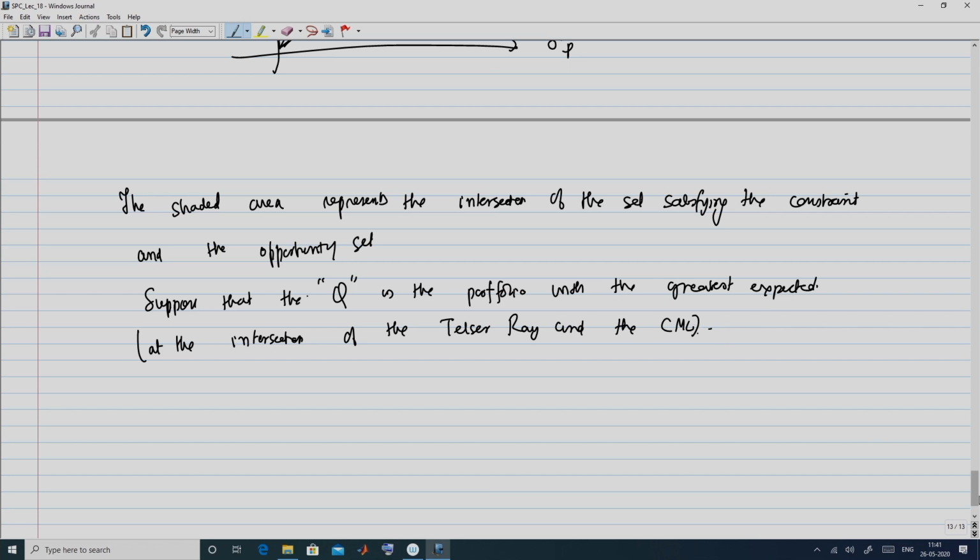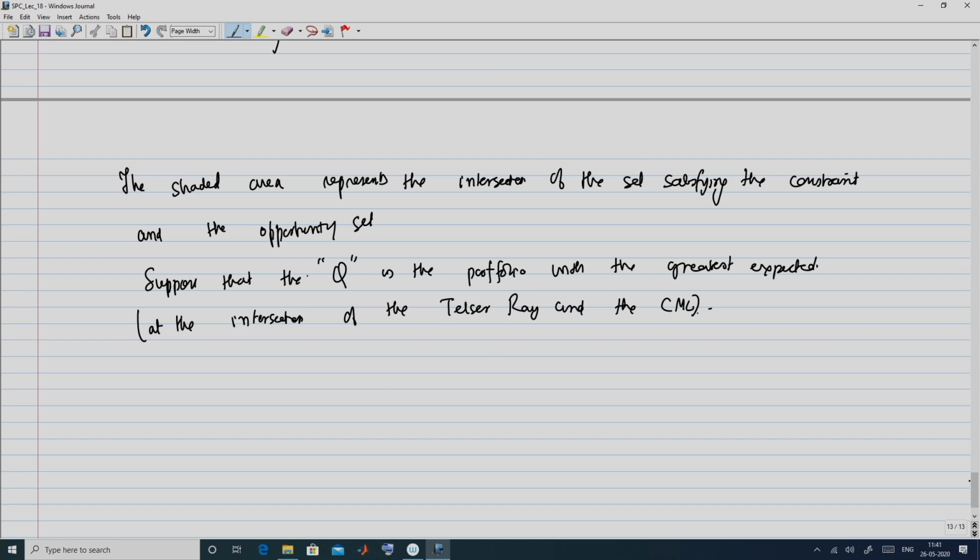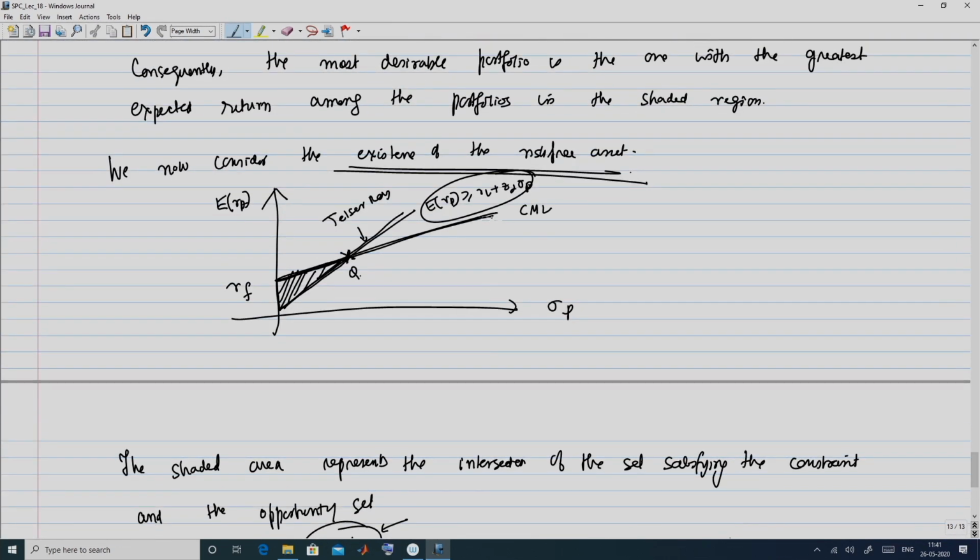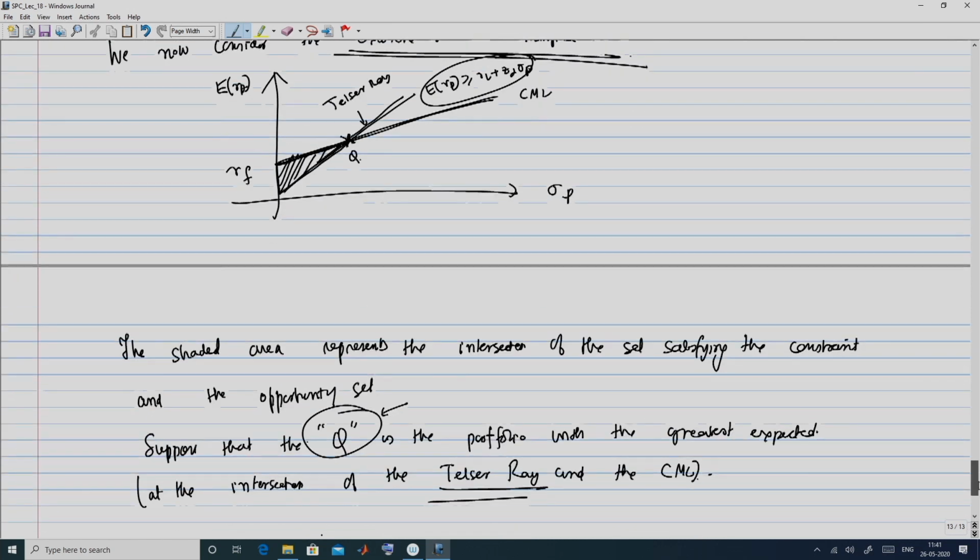So, here I identify this with K. So, we make this observation. Now, accordingly, if I identify this with Q, then since this lies on the Telser ray, obviously it will satisfy the Telser relation of ERP is equal to RL plus Z alpha sigma P.